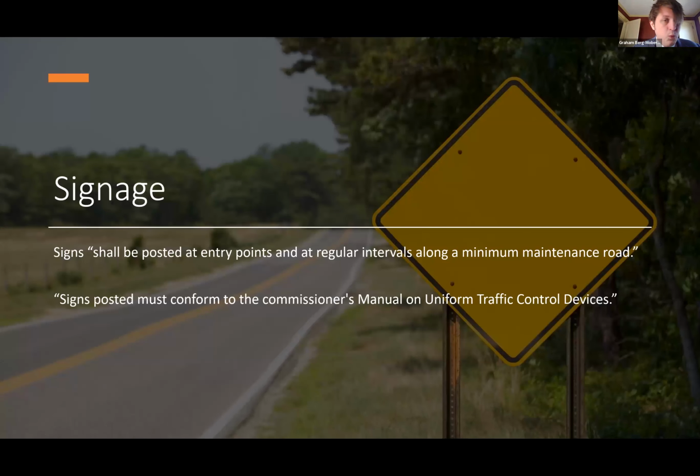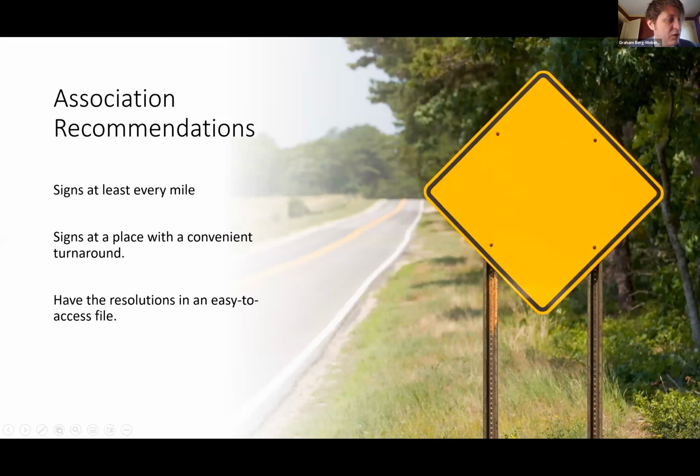Now, in terms of the signage, we have a few additional requirements here. So the statute tells us that they shall be posted at the entry points and at regular intervals along the minimum maintenance road, and that they must conform to the Commissioner's Manual on Uniform Traffic Control Devices, which repeats our regular intervals type language. Now, the legislature has completely neglected to tell us what regular means in this case. And we don't have a court that's told us what that means either. So we as an association have some recommendations that we've traditionally given for this sort of thing. And we take the view that regular means signs at least every mile.